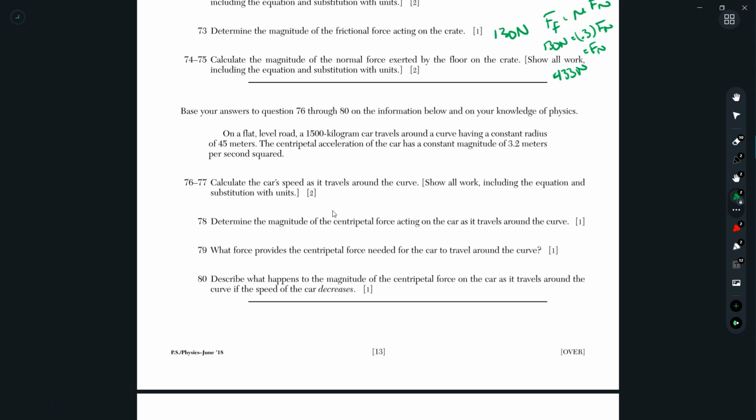Alright, flat level road, 1500 kilogram car, radius of 45 meters. This is the acceleration. What's the speed? Okay. Acceleration is v squared over r. Right, so that means that 3.2 equals v squared.